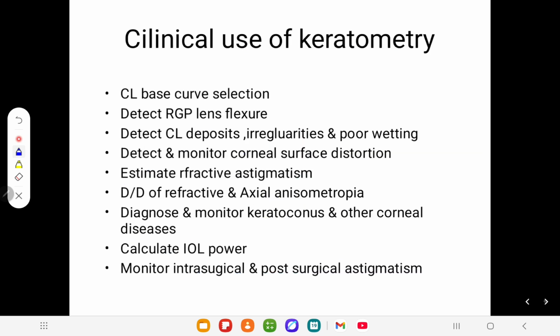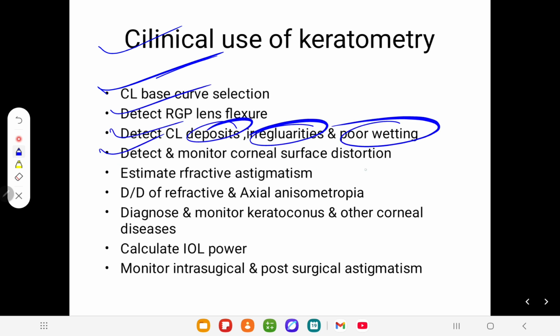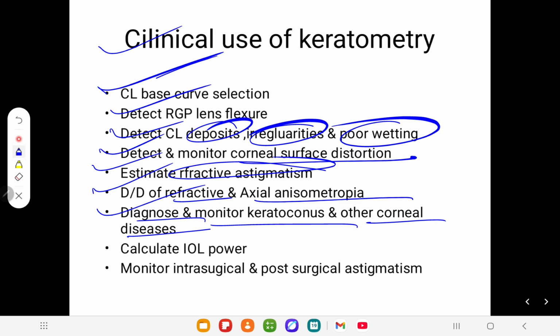So clinical uses are contact lens base curve selection, isn't it? Detection of RGP flexure, detection of deposits, irregularity and poor wetting, detection and monitoring of corneal surface distortion, estimating refractive astigmatism, differential diagnosis of refractive and axial anisometropia, and diagnosing and monitoring keratoconus and corneal disease. Nowadays, corneal topography is doing a fantastic job. Calculation of IOL power is still relevant today. Also monitoring intrasurgical or post-surgical astigmatism.